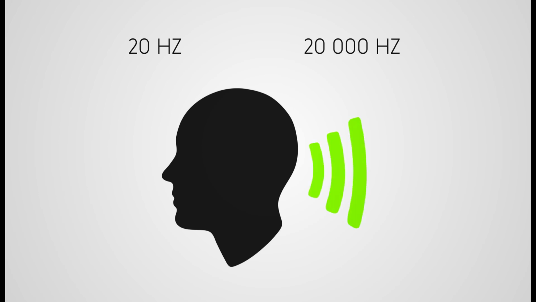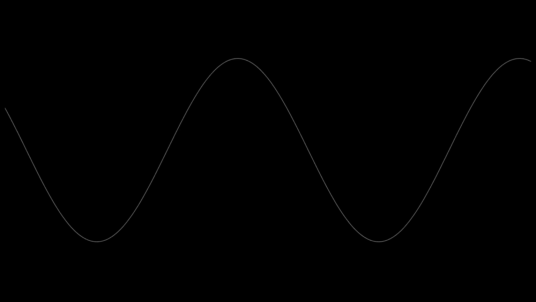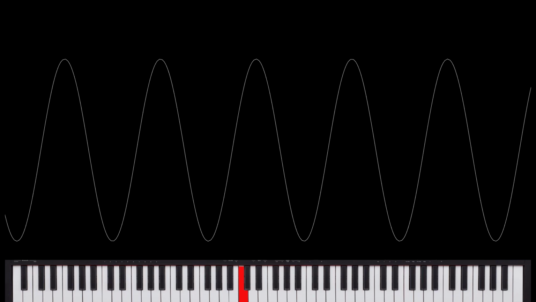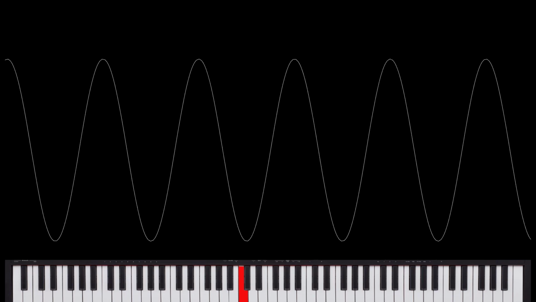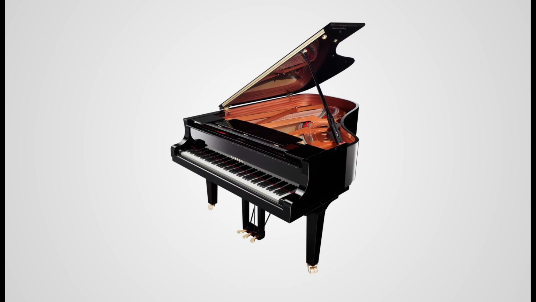The average human can hear sounds between 20 and 20,000 Hz, but that range may vary from person to person. Higher frequency also means higher pitches, and that's why you see a long, slow wave representing a low key on the piano and tiny, squished waves representing higher keys. Now let's switch from the science into the music realm and understand how we can apply these concepts, starting with the most basic instrument, the piano.